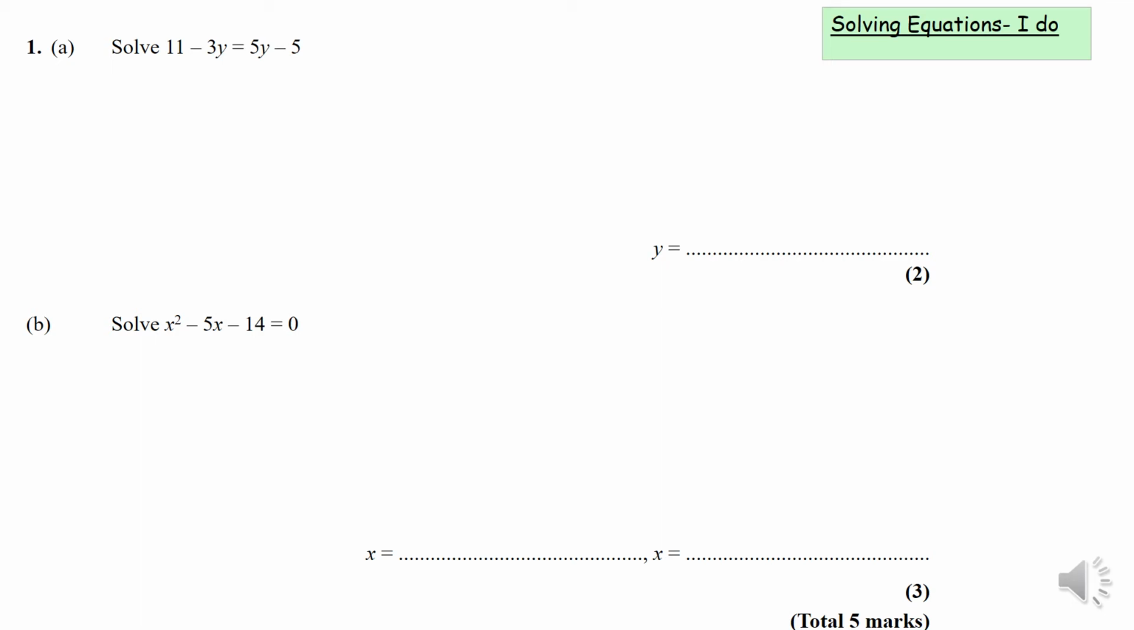Today's homework is on an exam style question which involves solving equations. So question 1 here, we have unknowns on both sides. Step 1 is to look for the smaller coefficient. In this case, the smaller coefficient is the negative 3y.